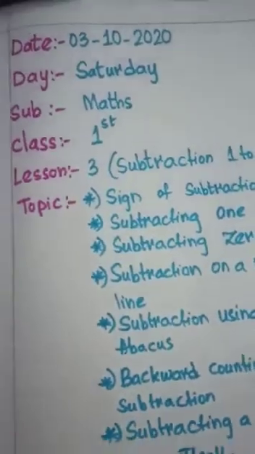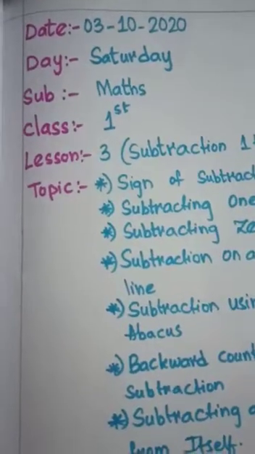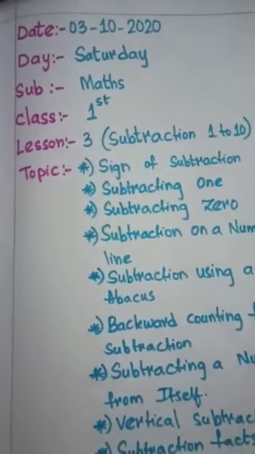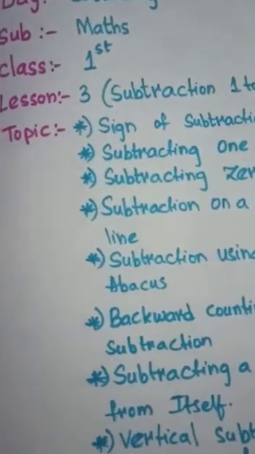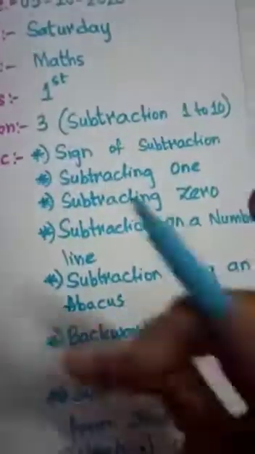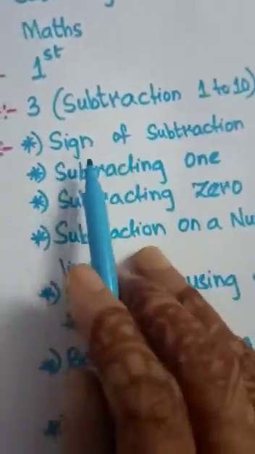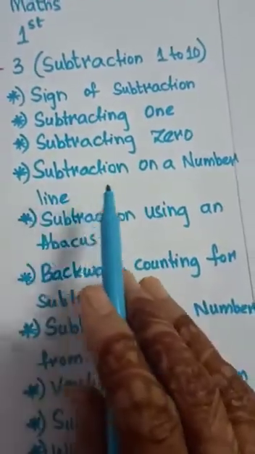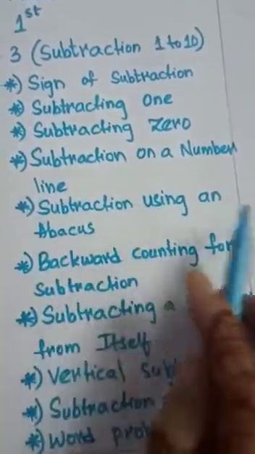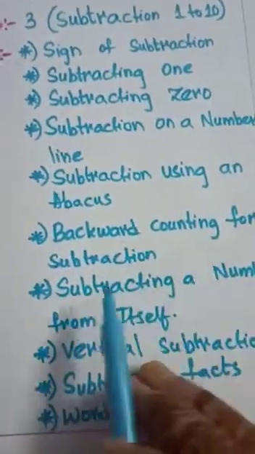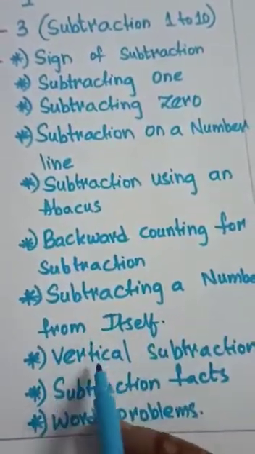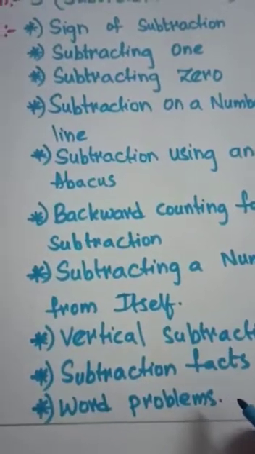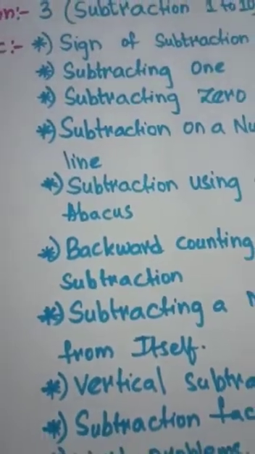Children, welcome to your online class of subject Maths. Today we are recalling all the topics of our third lesson, subtraction 1 to 10. In this video, we are recalling the concepts of subtraction: sign of subtraction, subtracting 1, subtracting 0, subtraction on a number line, subtraction using an abacus, backward counting for subtraction, subtracting a number from itself, vertical subtraction, subtraction facts, word problems, and making both the sides same.